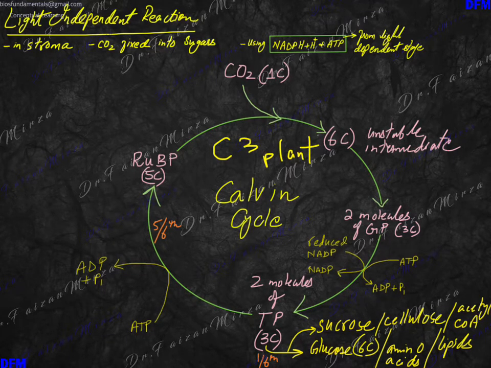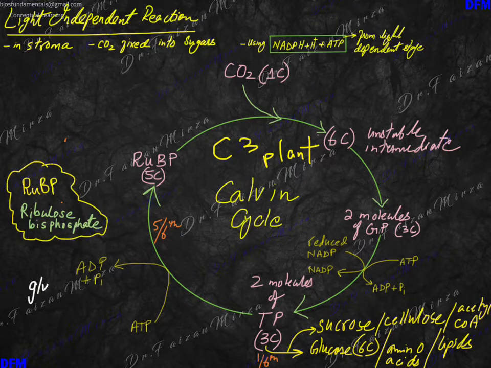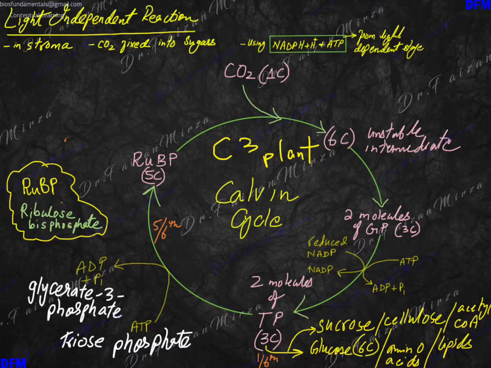These plants are called C3 plants because the first stable compound made in these plants is a 3-carbon compound, which is GP. RuBP stands for ribulose bisphosphate, as I have already mentioned. What about GP? GP is glycerate 3-phosphate. And TP is triose phosphate. So this is how these chemicals work.